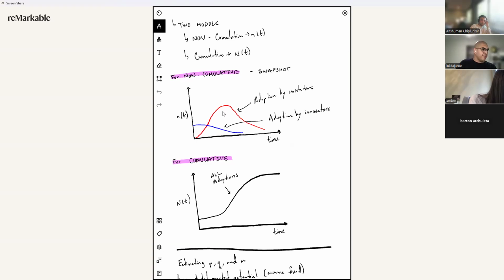So if you actually look at this part right here, the blue line is referring to the innovators. As we can see, it has a value when it starts off, right? But then it levels off and starts disappearing. And conversely, when you look at the adoption by imitators, it starts at zero because there's none of them at the beginning. But at this point right here where they intersect, that's going to be your inflection point.